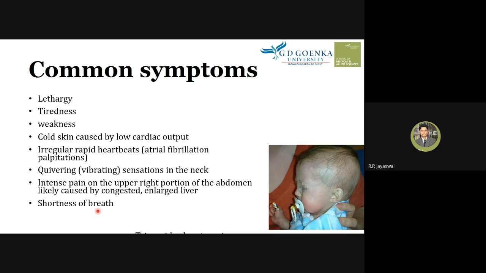Shortness of breath, so the breathing will be very short, and swollen abdomen or legs. These are the common symptoms, and we can see the dilated scalp veins in the image. These are the veins we can see in the scalp area, which are dilated and visible from the outside. These are the common symptoms which can be seen when the patient is suffering from tricuspid valve stenosis.